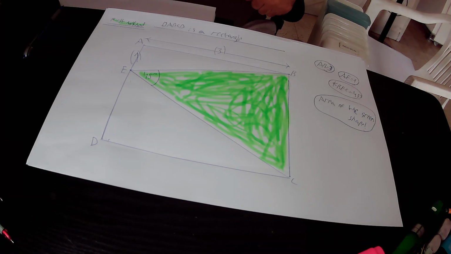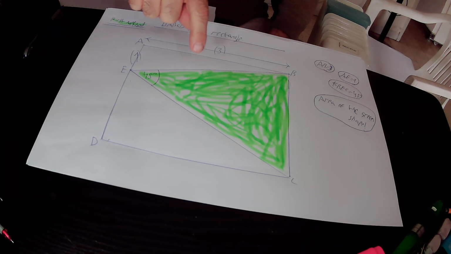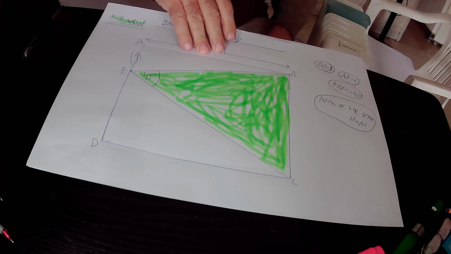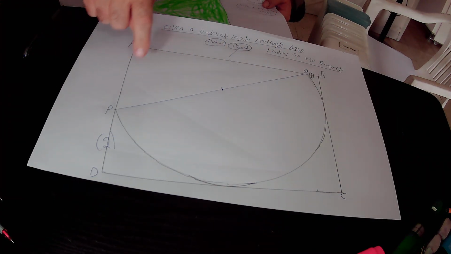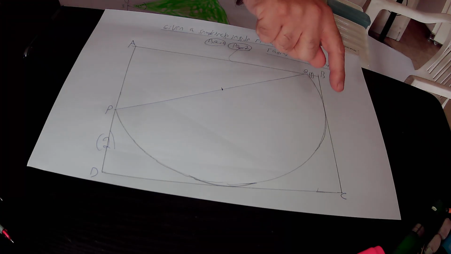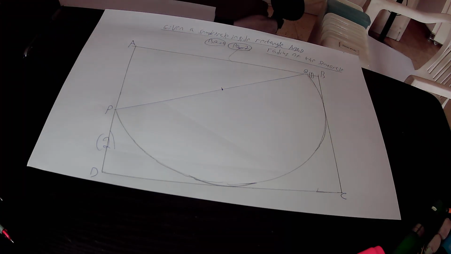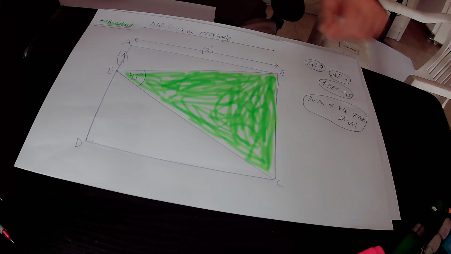Hello, in this lecture there are two questions. In the first question, we'll find out the area of this green shape by using two different methods. And in the second question, we find out the radius of this semicircle that is inscribed by this rectangle ABCD. So we start with the first question.